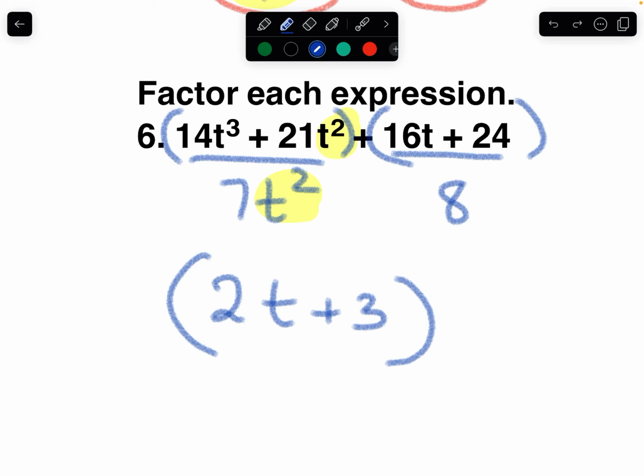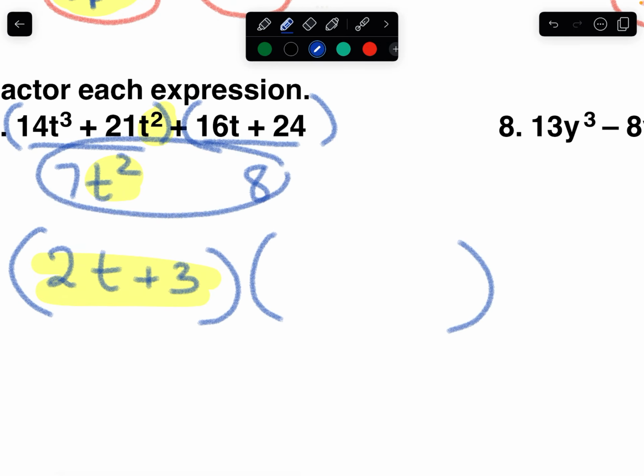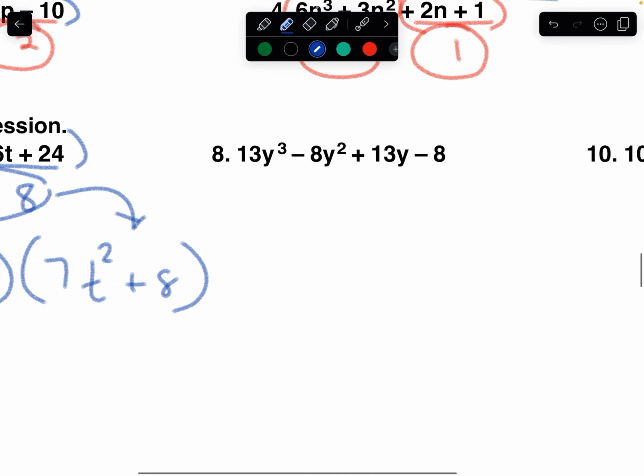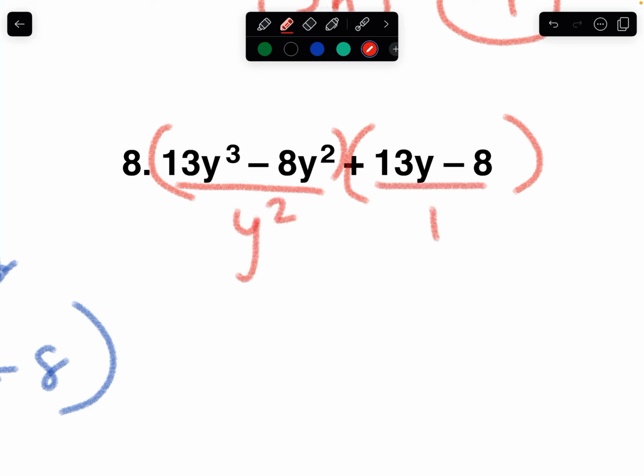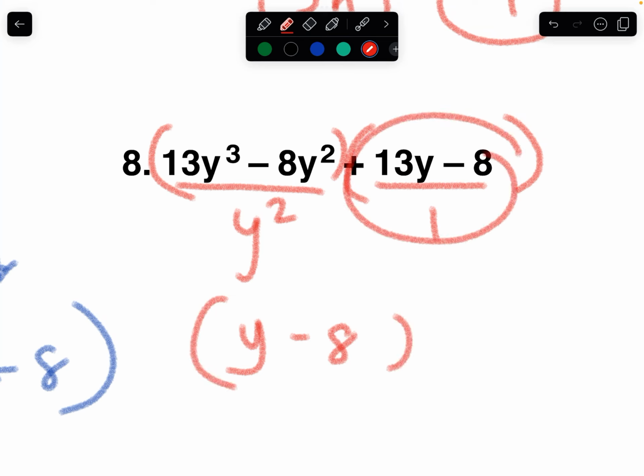Yes, you do. So this answer is correct. And the other one is this answer there: 7t squared plus 8. Okay, so again, you factor this. Divide by y squared. Divide by just a 1. You divide, you get y minus 8. This you get 13. Y minus 8.